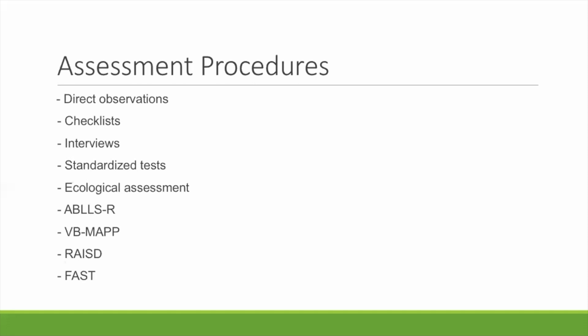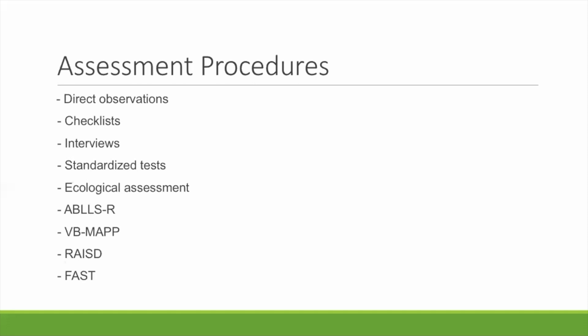Ecological assessment. An ecological assessment is a comprehensive process in which data is collected about how a child functions in different environments or settings. Sometimes students eligible for special education perform or behave well in some environments but have difficulty in others. ABLLS, Assessment of Basic Language and Learning Skills Revised, allows administrators to identify deficits in language, academic, self-help, and motor skills, and then implement and monitor individualized intervention.